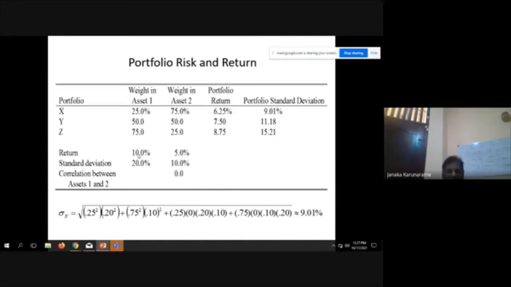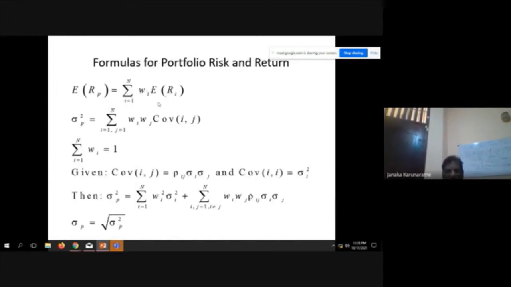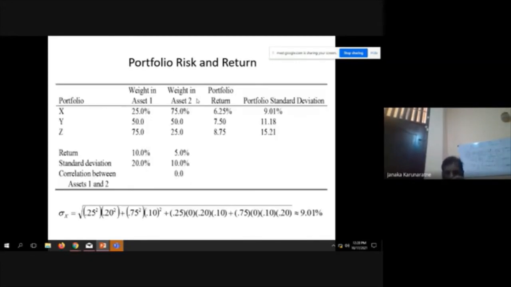Because your individual return from this is 10, but if you weight only 25%, that is 2.5. Here you get 5, and if you weight 75%, it is 3.75. So 3.75 plus 2.5 is 6.25. That is the sum of Wi Ri. Clear?